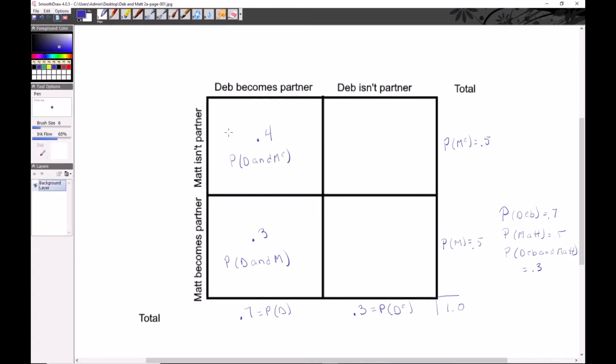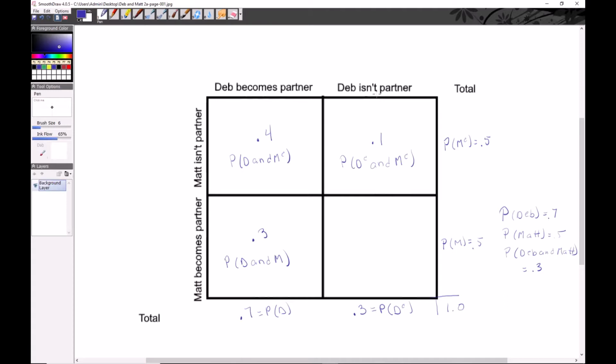And so then we've done all of Deb, we can go sideways and figure out for Matt. It's the same kind of thing. This plus whatever's in this box equals 0.5. So that must be 0.1. And that's where neither one is a partner. Matt isn't, Deb isn't. So that's the probability of D complement and M complement. And didn't we find that on the other one, on the Venn?